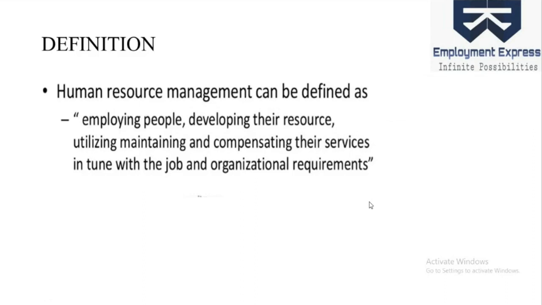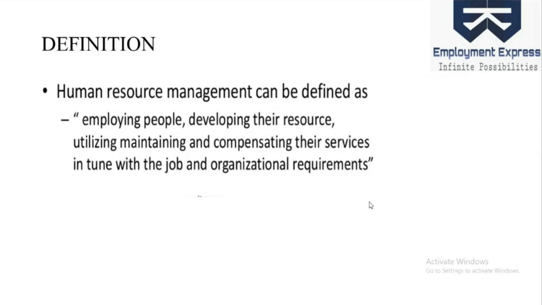Human resource management can be defined as employing people, developing their resources, utilizing and maintaining their services in tune with the job and organizational requirements. As we have just discussed, human resource management can be defined as employing people. Employing people doesn't mean that we just employ a person. We also give them training, and employing people is also a big process.